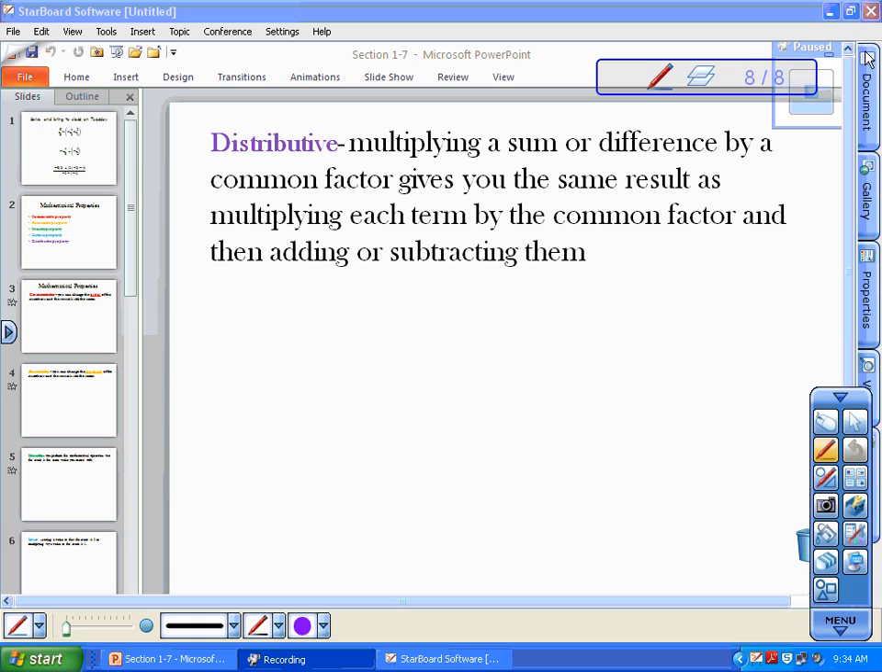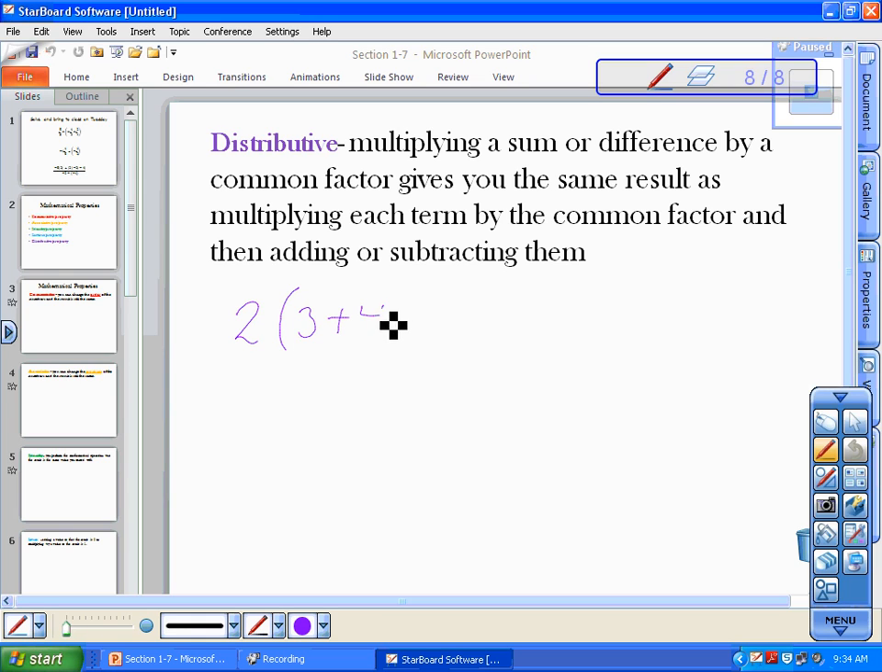So let's look at a very basic example. Let's say I want to take two groups of 3 plus 4. Order of operations states that I must do what's inside parentheses first. 3 plus 4 is 7, and if I now take two groups of 7, I end up with 14 total.